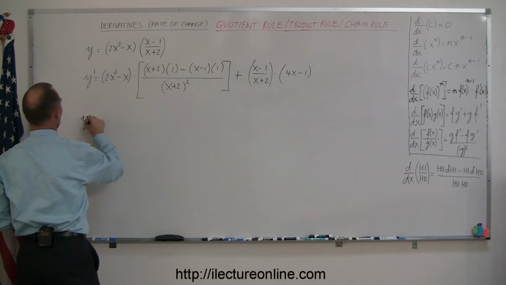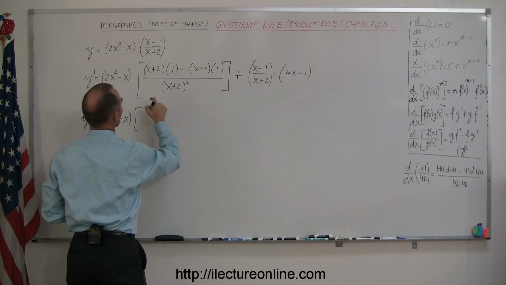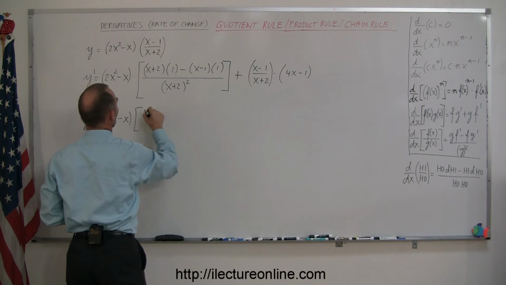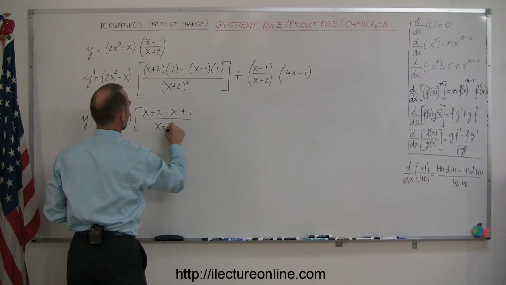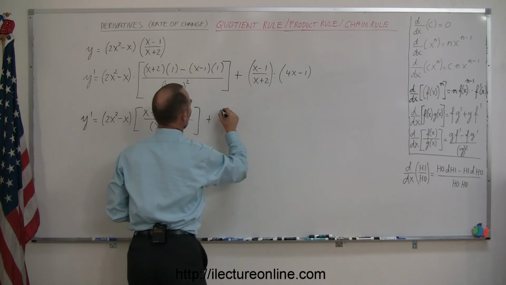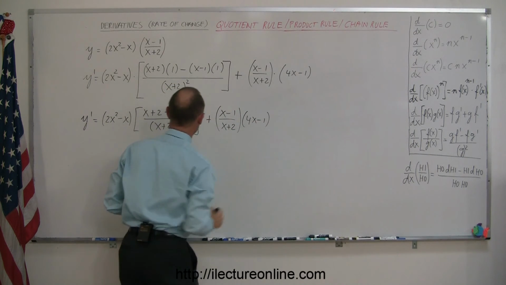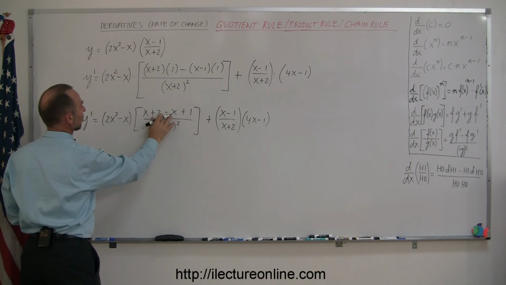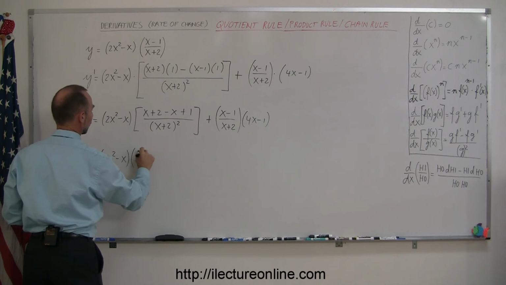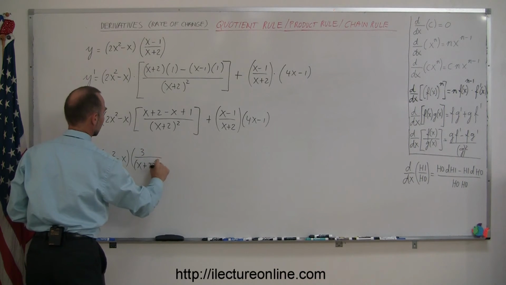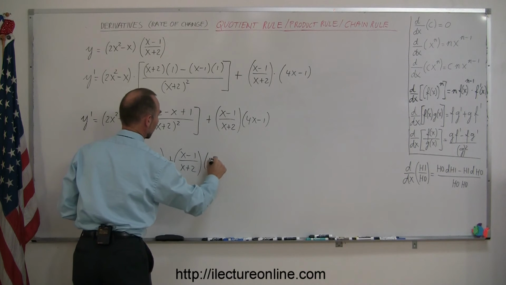So let's do that. We have y prime is equal to 2x squared minus x times, when you multiply this out, you get x plus 2 minus x minus 1. So that's x plus 2 minus x, and a minus times a minus is plus 1, all over x plus 2 quantity squared. And that'd be plus x minus 1 over x plus 2, pardon me, times 4x minus 1, all right? And then we combine like terms, so we have x minus x that disappears, 2 plus 1 is 3, so we have y prime is equal to 2x squared minus x times 3 over x plus 2 quantity squared plus x minus 1 over x plus 2 all times 4x minus 1.